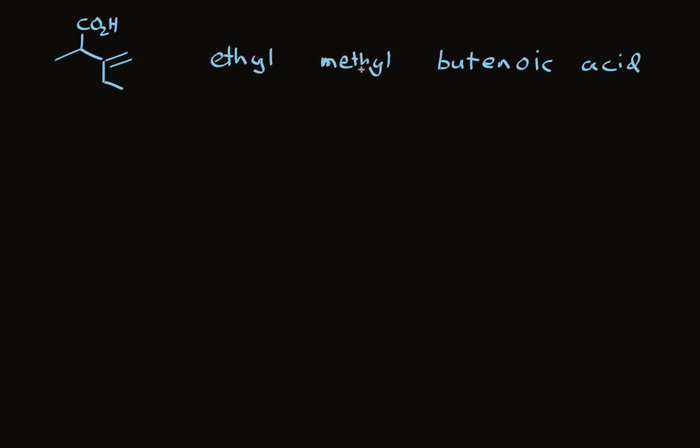We need to number the chain, starting with the carboxylic acid, which is always carbon 1, and use those numbers to designate where the substituents and the alkene are. We have 3-ethyl, 2-methyl, 3-buteneoic acid, and there's our name.